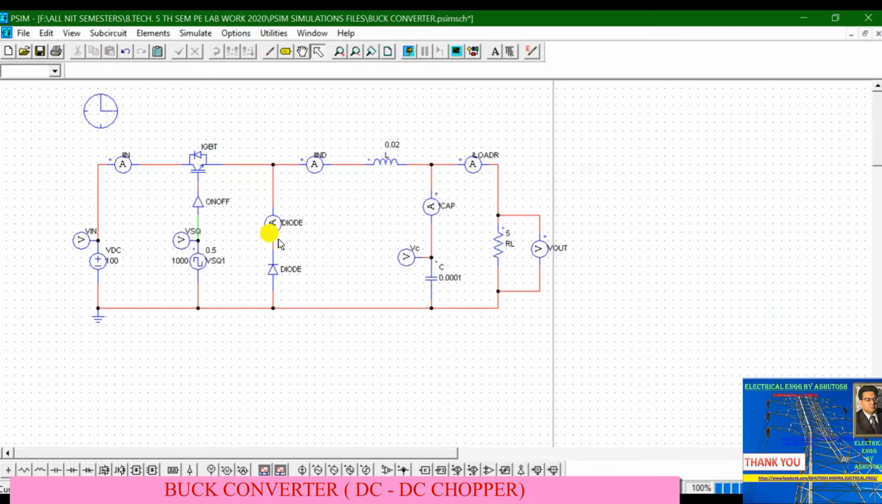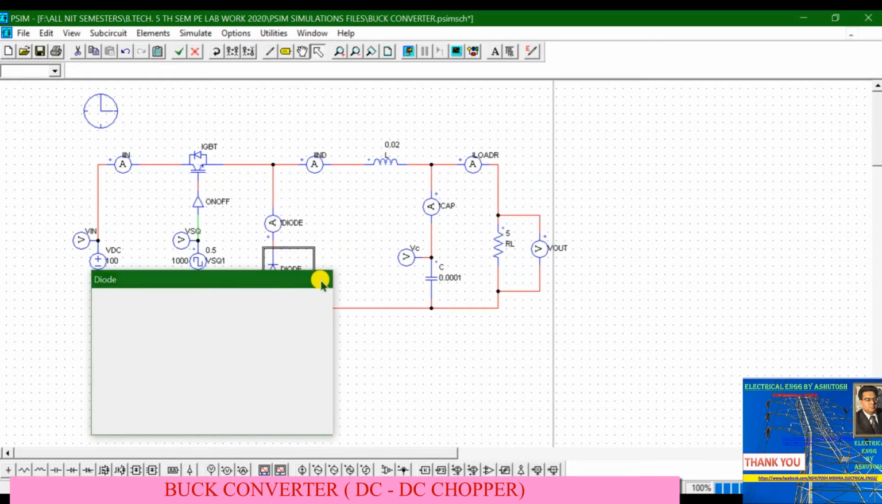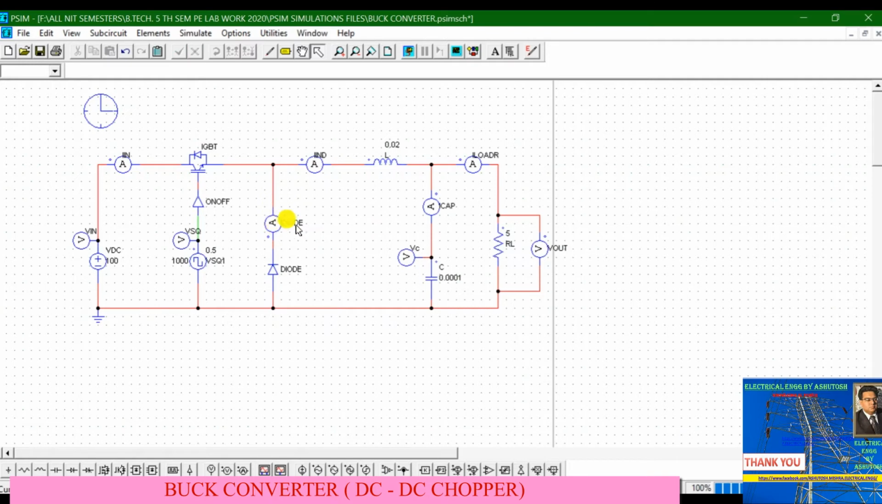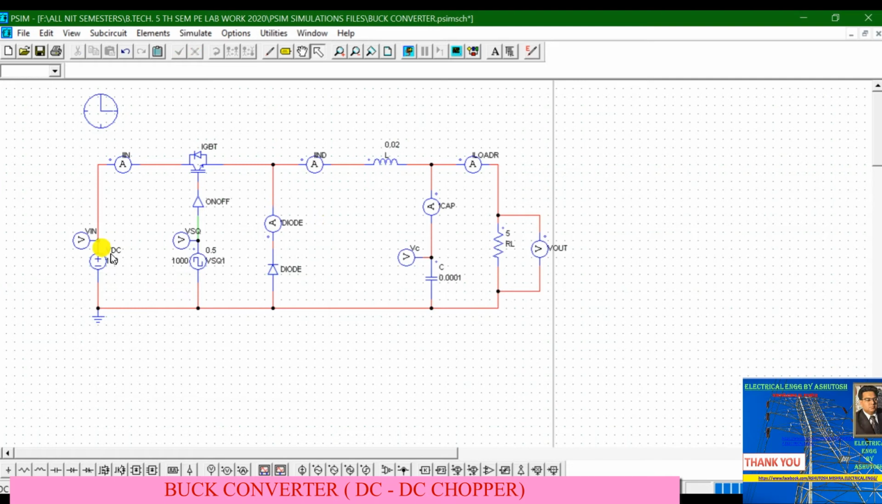Then comes a diode. The second switch is the diode. Basically the input voltage source is connected to a controllable solid state device which operates as a switch. So this is our first switch, and the diode is our second switch. We have named it diode. Then we have connected a current probe in series with this diode in order to measure the diode current. You can see here I diode, it will measure the diode current.